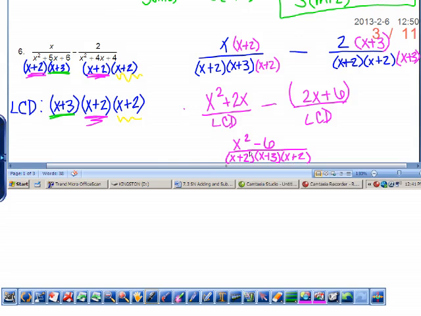Can your numerator simplify? No. You always need to check whether or not your numerator can simplify. Megan. Yes, you may write the LCD as x plus 3 times x plus 2 squared. Totally fine. Was that your question, Blake? Yep. Okay. Was there another question? Okay, cool. What can x not equal? -2 and -3.